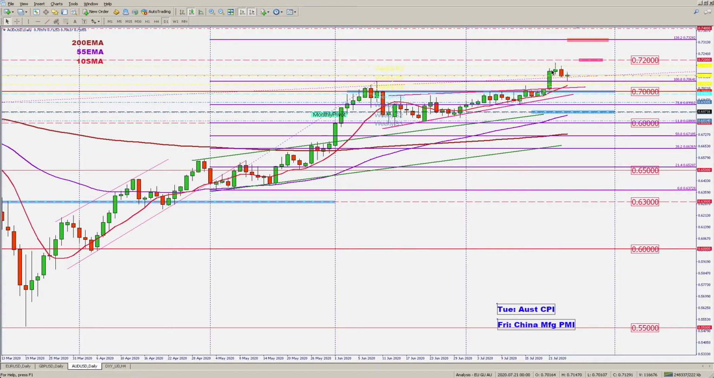If the Aussie dollar does break through the 0.72 level, it could target the extension of this swing to the 138 fib extension, that's at 0.7328, with support at 0.70.